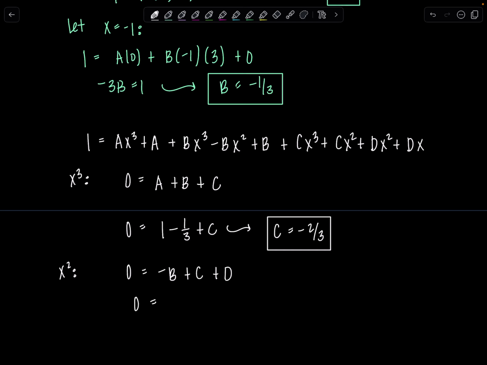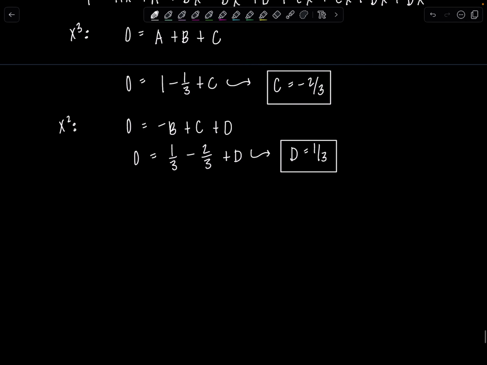Negative b would be negative 1/3, so positive 1/3 minus 2/3 plus d is 0. So this is negative 1/3 plus d, so d is positive 1/3, and we are done. That was not too bad. Okay, so now we can put it all together.